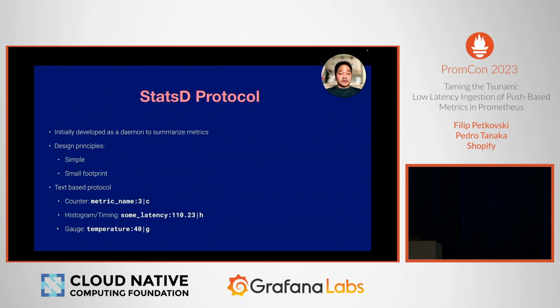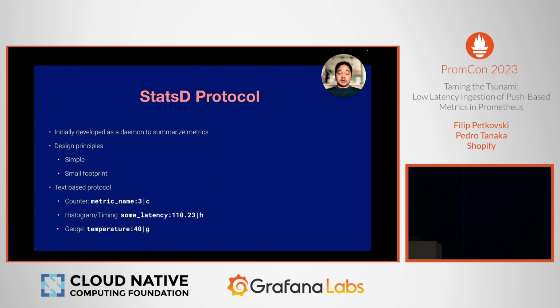Before we talk about the first iteration of our solution, let's talk about the statsd protocol and statsd. statsd was initially developed as a daemon to summarize metrics from applications. It has some design principles, like being simple. This meant a simple protocol and a simple way to instrument your applications, and also had in mind to have a small footprint because it didn't have any state on the client side and was using UDP as the protocol, so the applications could not be crashed from metrics instrumentation.